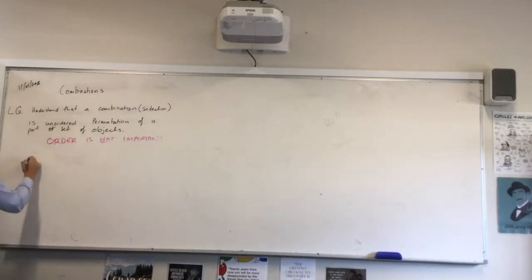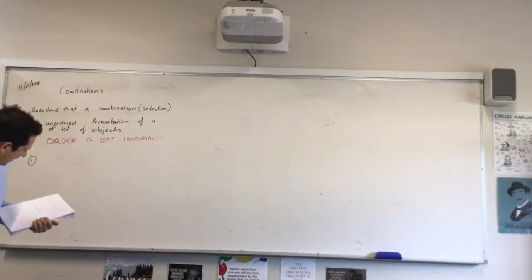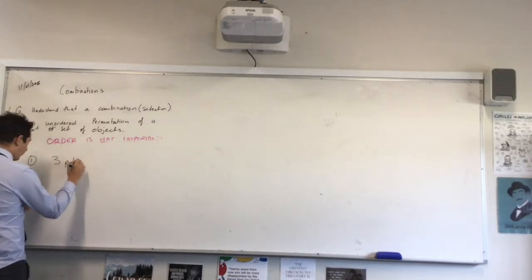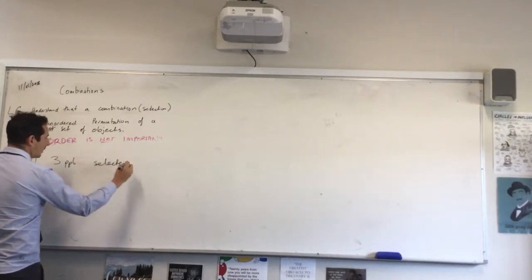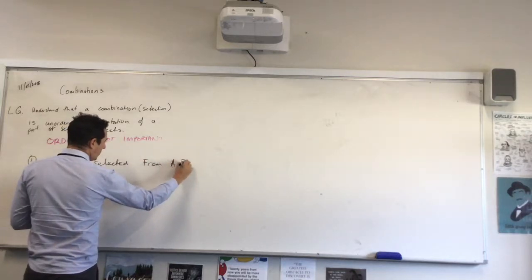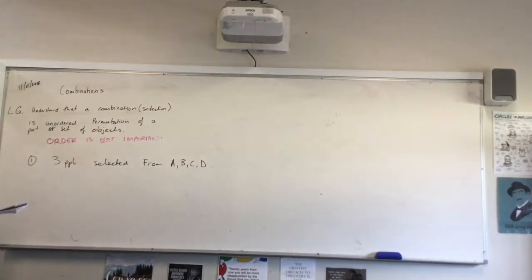So, example 1. Three people are selected from 4, so A, B, C, D. So these are 4 people. A, B, C, D.